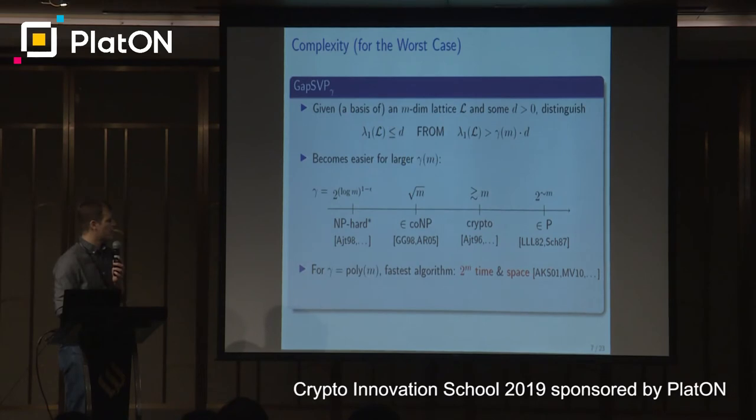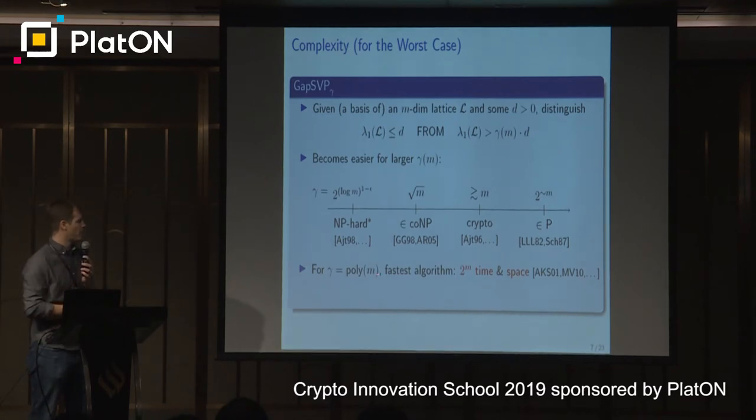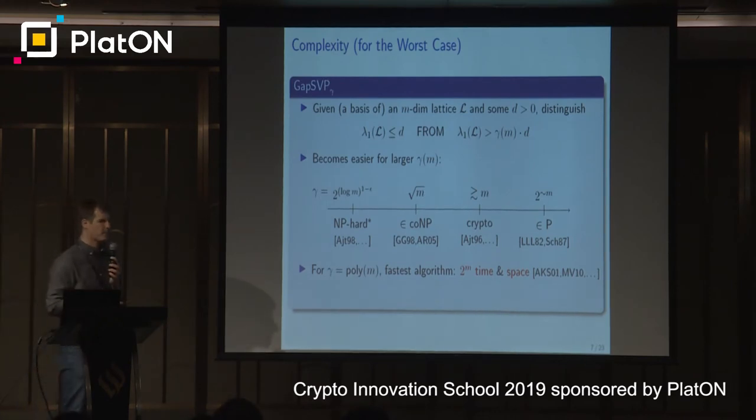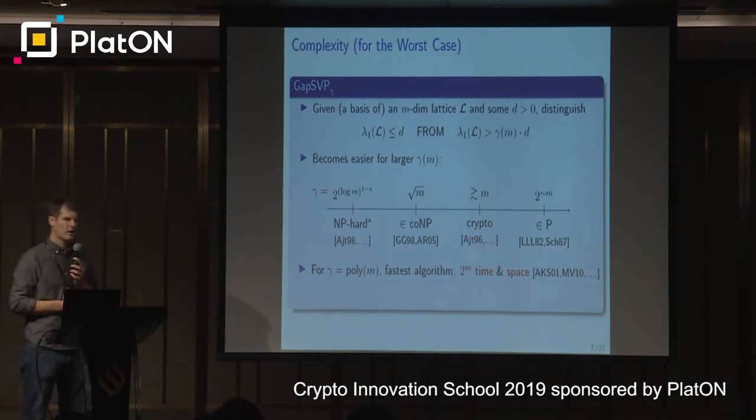This was first shown by Ajtai, Kumar, and Sivakumar at the beginning of the century, and there have been many works improving on that result as well. But this problem at polynomial factors appears to be exponentially difficult, is the main takeaway from this. Any questions about the complexity of the approximation factor problem?